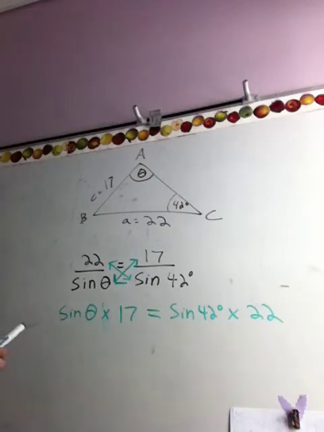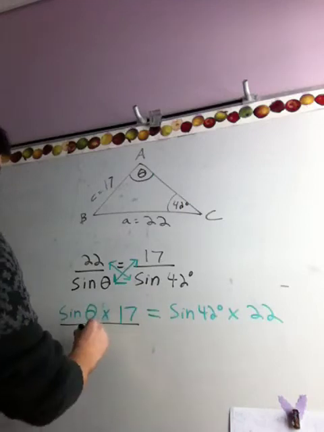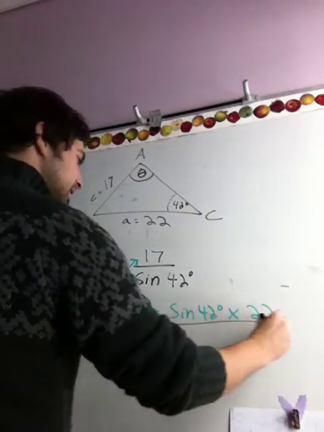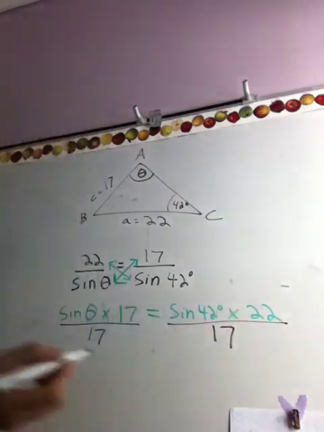So, the only thing we want to find is theta, which is on this side. But we got some other stuff over here that we don't want. This times 17, we want to get rid of that. So, if something's being multiplied and we want to get rid of it, we divide both sides by it. Don't mind me switching back and forth between colors here.